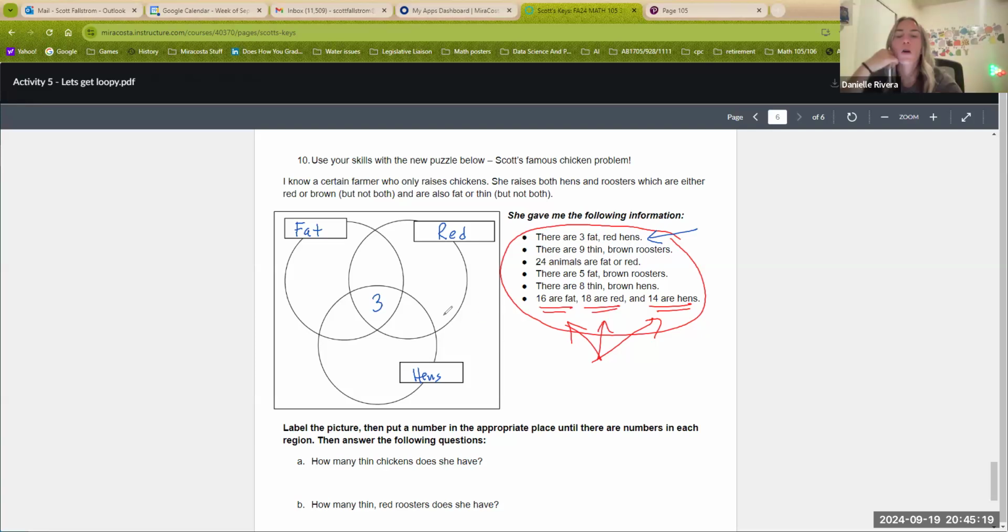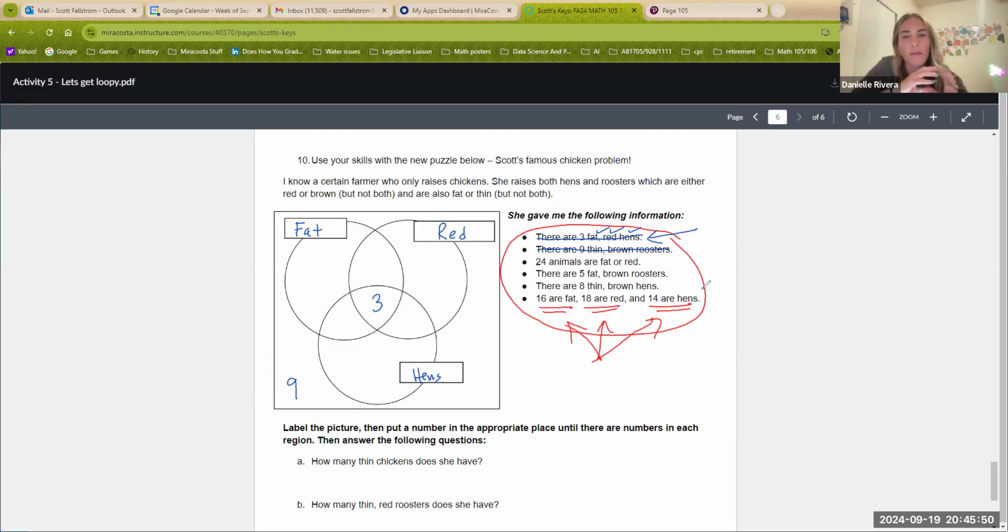Before we go on, does that click? Yes, because it matches, it's in the fat, the red, and the hen. It's in all three circles. All right, let's go to the next one. There are 9 thin brown roosters, so that would be on the outside of the circles, because they're not fat, they're not red, and they're not hens. So we'll cross that off as we're done with them.